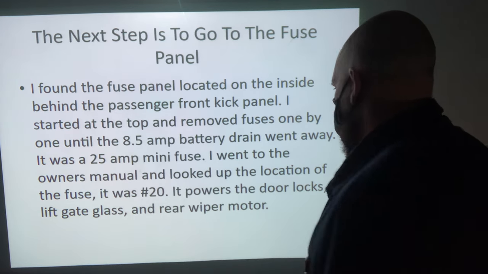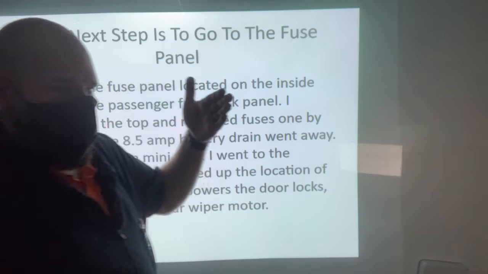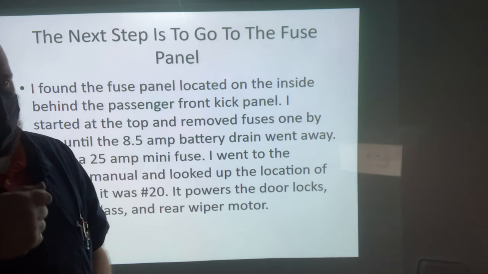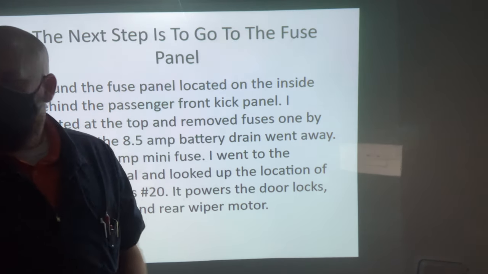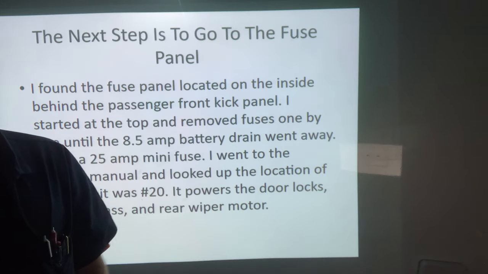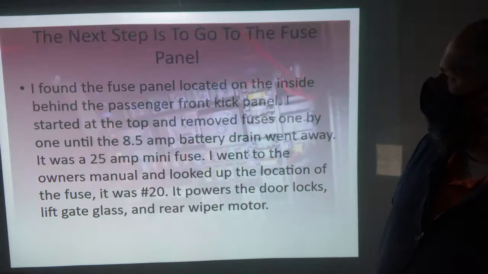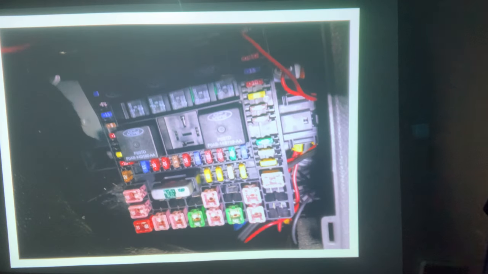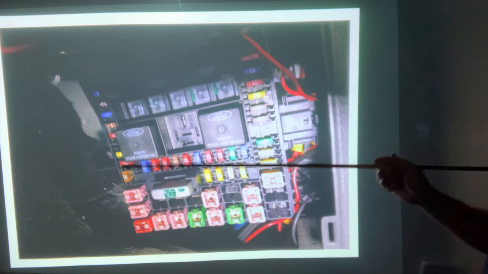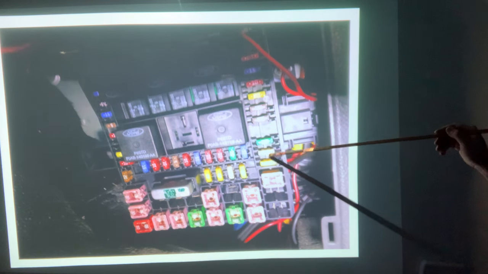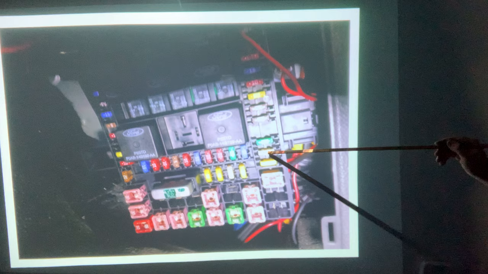So I know when you're removing fuses, you're trying to see what's causing the drain, right? But once you find one, it probably powers multiple things. So now you know it's at least one of those few things that is draining your battery. Here's a picture of the fuse box. Just looking, I think it was this one or this one, if I'm not mistaken, one of these two. I think it was that one, but anyways.